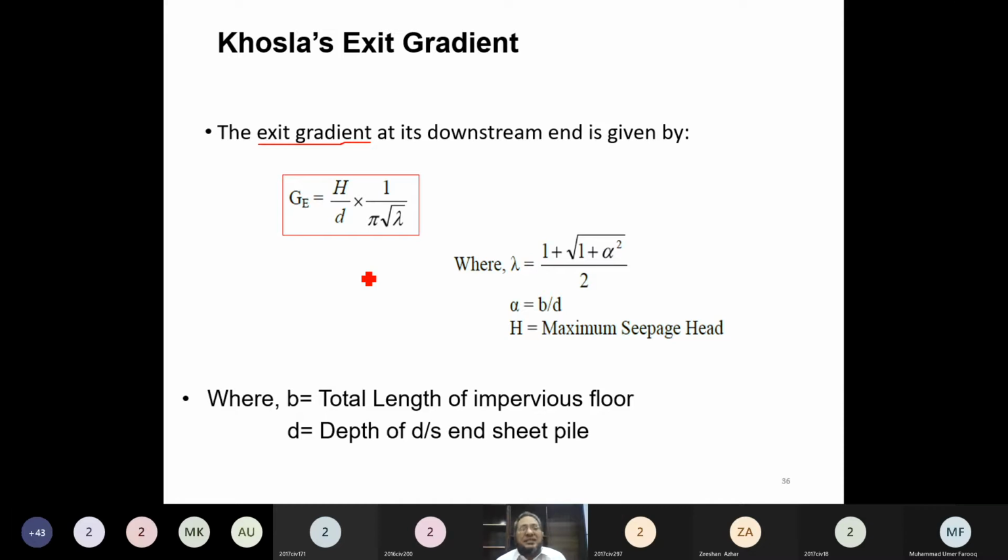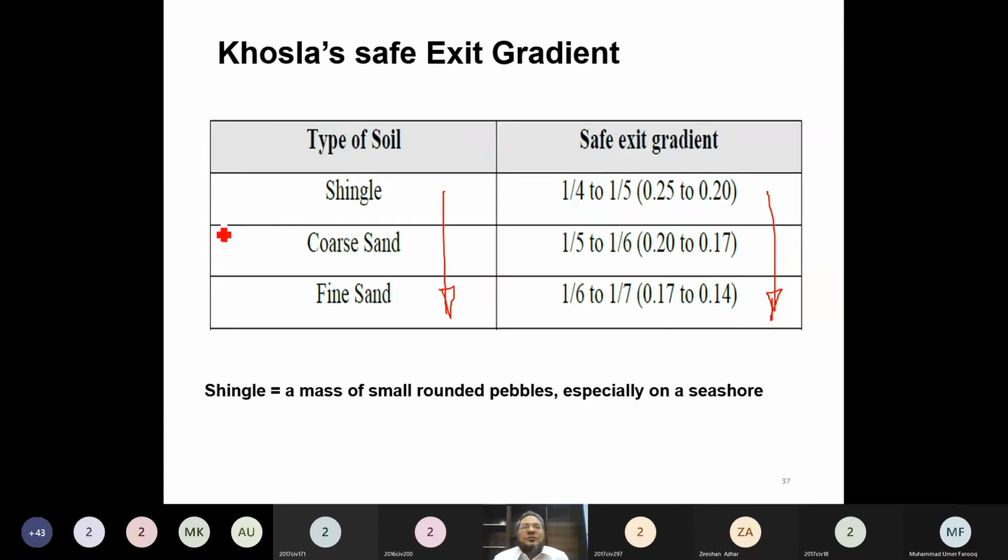And this is the exit gradient computed as prescribed by Khosla. So how can we say that our structure is safe against piping or undermining? The computed exit gradient should be less than the safe exit gradient given by Khosla. If this is satisfied, then according to Khosla the barrage or any hydraulic structure is safe against piping or undermining. Is that fine? Okay. Yes, sir. So this is the solution given by Khosla for the uplift pressures.